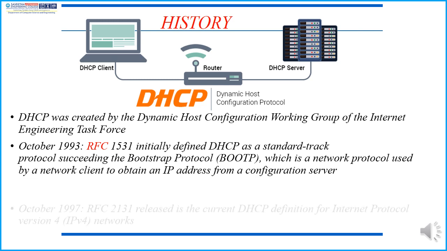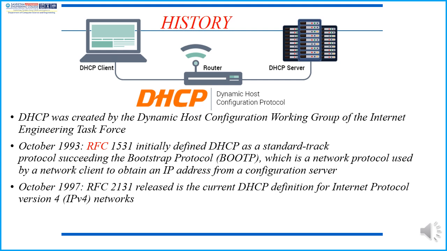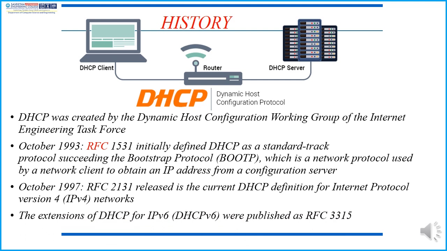In October 1997, RFC 2131 was released, which is the current DHCP definition for Internet Protocol version 4. The extensions of DHCP for IPv6 were published as RFC 3315.